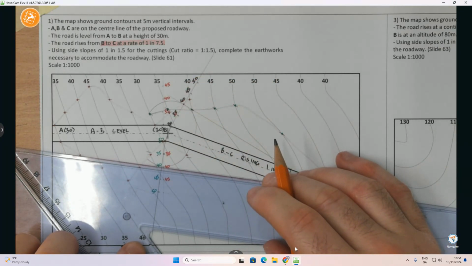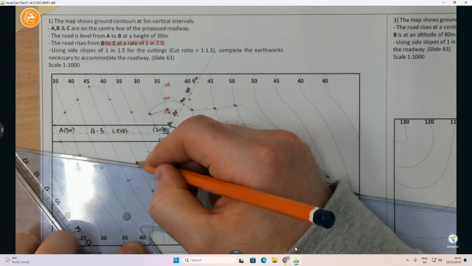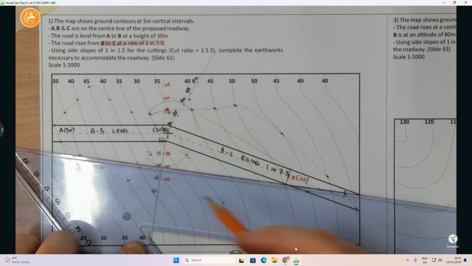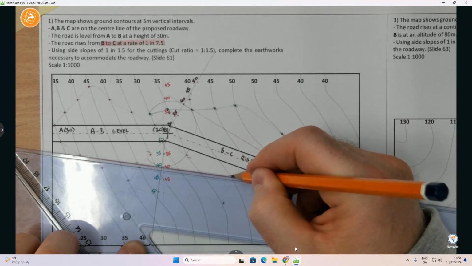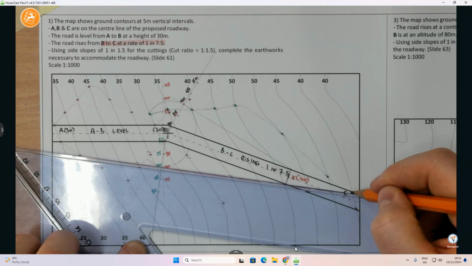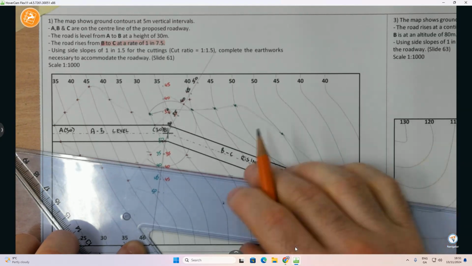Then we're on to the 40. Is there any 40? Yeah, there's a 40 back here. So there's a 40 there. Don't think that one really matters, to be honest. Down here now, do I have a 40? Yes, I do. Do I have another 40? Yeah, I do, way back here.